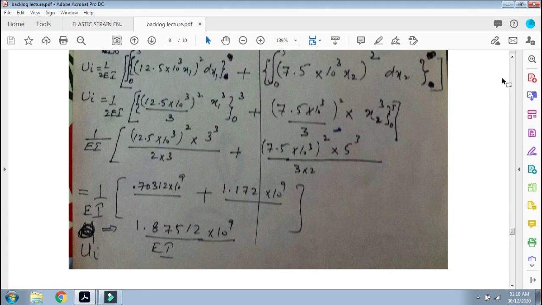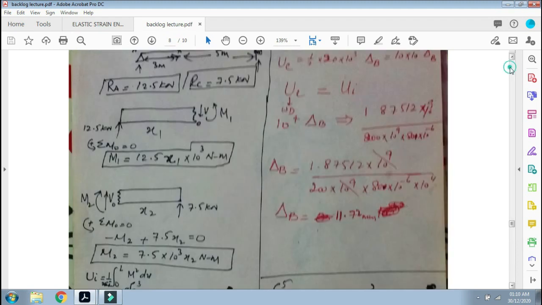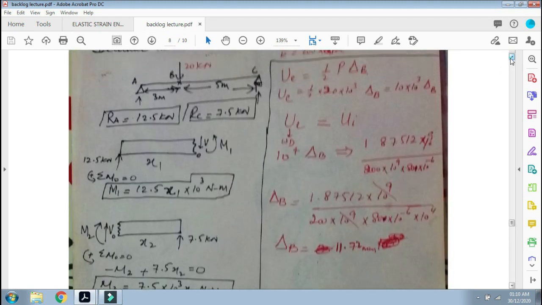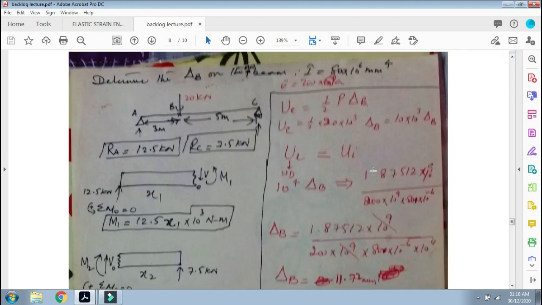Very simple. Now you apply the law of conservation of energy, and you know that external strain energy is equal to internal strain energy. The external strain energy, when this vertical force is applied, will be half P delta. Since this point is B, it will be half P delta B. So half P is 10 kilonewton and delta B we need to calculate. So external strain energy comes out to be 10^4 delta B.